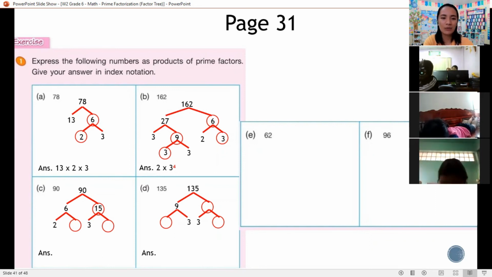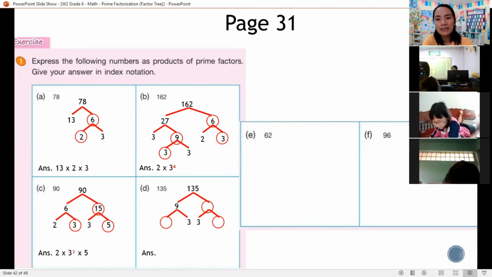For letter C, what is the missing number under 6? It's 3, right? And then under 15, we have 5. So your answer shall be 2 times 3 raised to the power of 2 times 5. In your answer, it's up to you how to order the numbers. If you want to write 5 first, you can write 5 times 2 times 3 to the power of 2. It's like that, okay? For letter D, what is the missing number under 135?